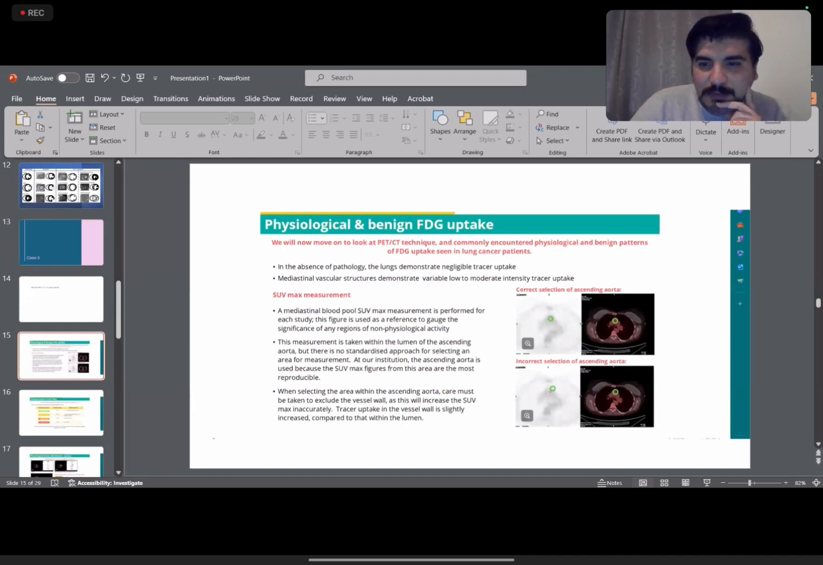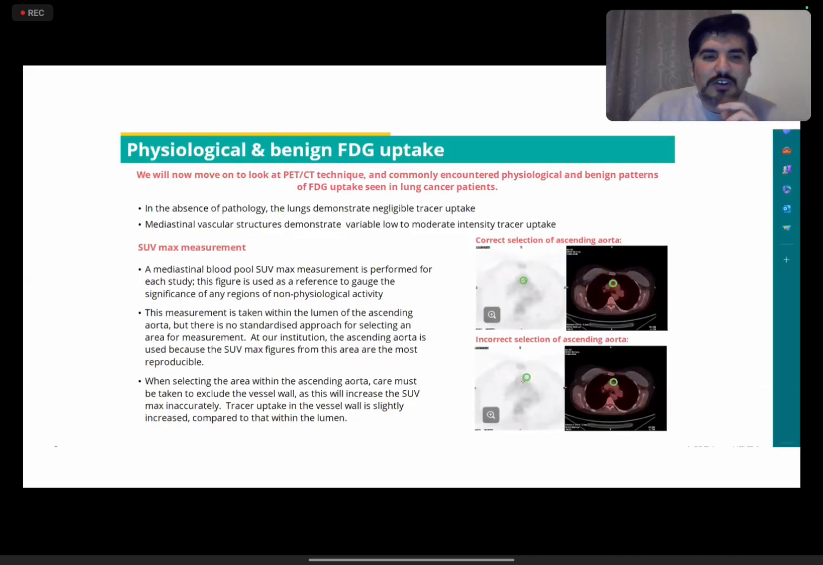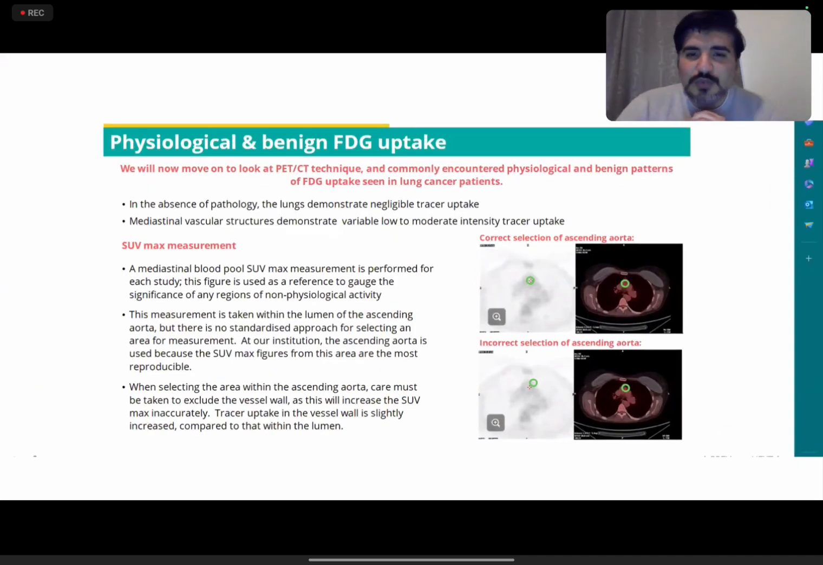So in PET, we talk about FDG uptake, okay, and we talk about SUV. SUV is like in CT density, we talk about Hounsfield units. It is the same in PET. It is standardized uptake value. We compare it with the mediastinal value. We measure the mediastinal uptake value, which we usually measure in the ascending aorta, which is the reference point, and then we compare it to the SUV value of the lesion.